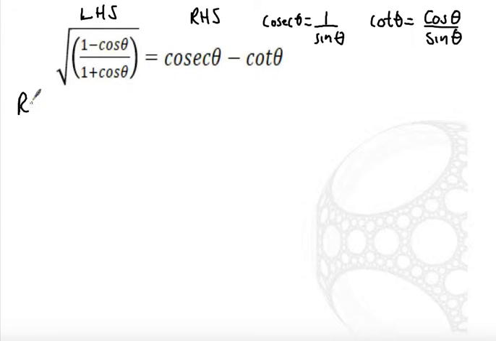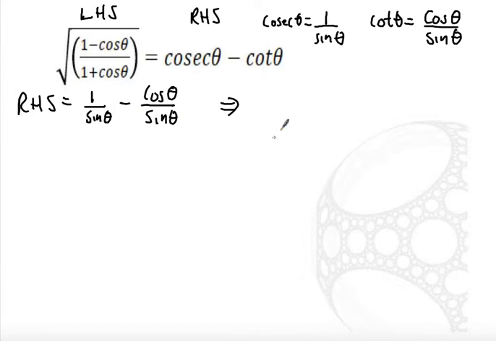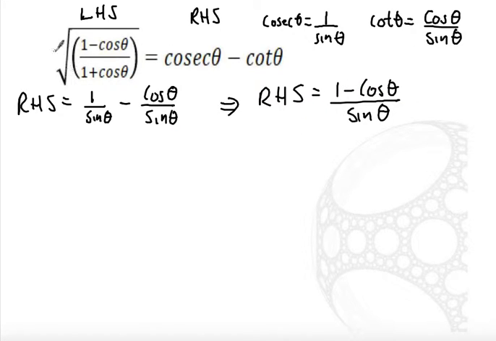Okay, so now what I get in that case is that the right hand side is 1 over sine theta minus cos over sine theta. And so I know with the same denominator I can simplify this into one fraction. So I get 1 minus cos theta over sine theta. Now, this is a step that may not appear obvious at the moment. The problem I've got is I'm kind of getting close to this, but I've got no square root.